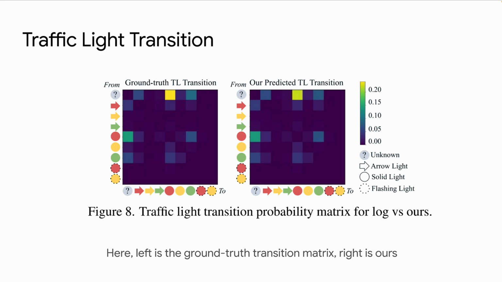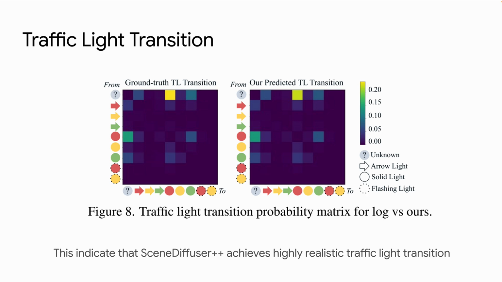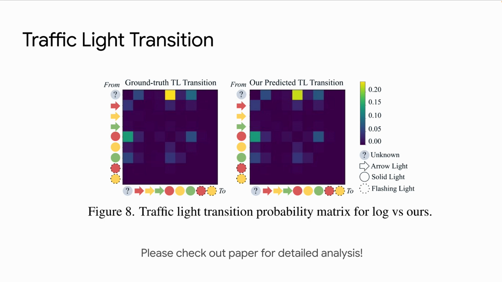Here on the left is the ground truth transition matrix, and the right is ours. This indicates that SceneDiffuser++ achieves highly realistic traffic light transitions. Please check our paper for detailed analysis.